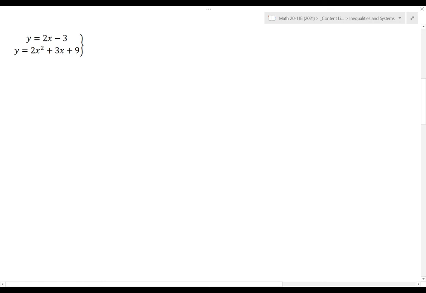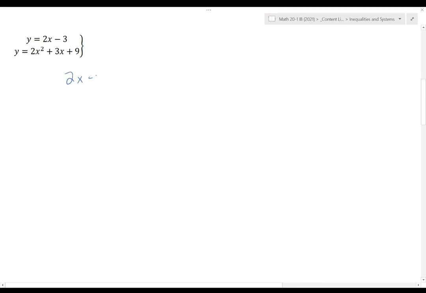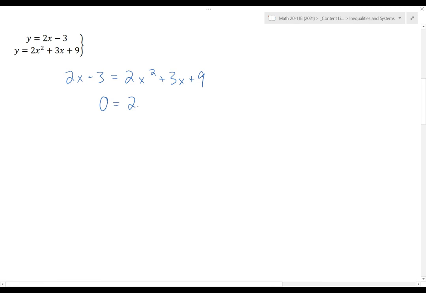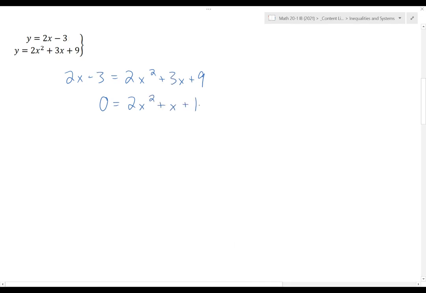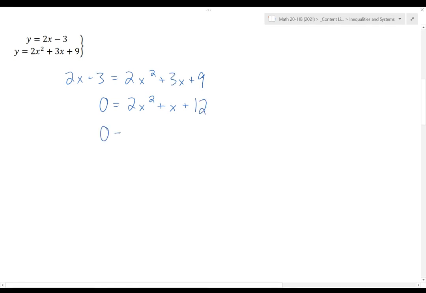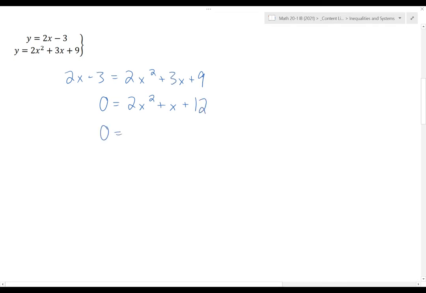So considering this one, y equals 2x minus 3 and y equals 2x squared plus 3x plus 9. Same basic idea, y equals y. So that means that 2x minus 3 equals 2x squared plus 3x plus 9. So bringing everything to one side, 2x squared plus x plus 12, which is not factorable because there's nothing that multiplies to 24 and adds to 1. So I would go to the quadratic formula.